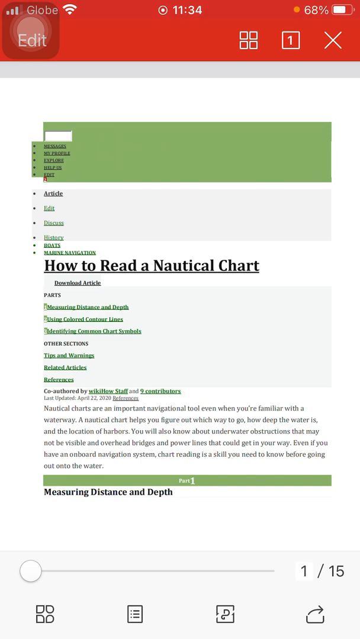Nautical charts are an important navigational tool even when you're familiar with the waterway. A nautical chart helps you figure out which way to go, how deep the water is, and the location of harbors. You will also know about underwater obstructions that may not be visible and overhead bridges and power lines that could get in your way, even if you have an onboard navigation system. Chart reading is a skill you need to know before going out onto the water.